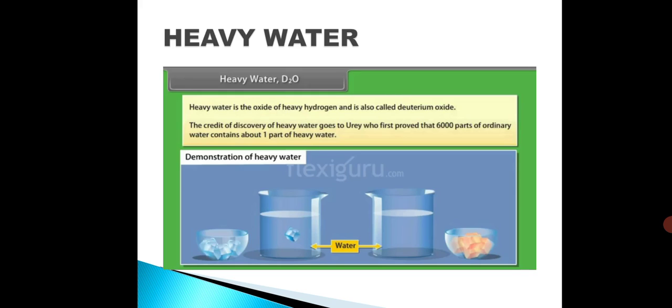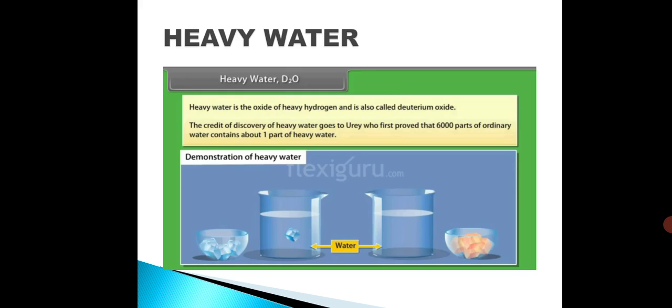So generally we get more hydrogen, but along with H plus ions we also get deuterium ions, and these combine with oxygen to form deuterium oxide, which is called heavy water. In India, heavy water is manufactured by BARC, the Bhabha Atomic Research Center in Trombay, Maharashtra, by electrolysis of ordinary water. So it is shown here that from water we get heavy water.